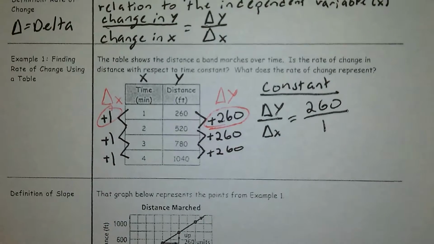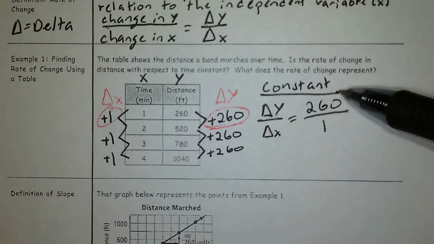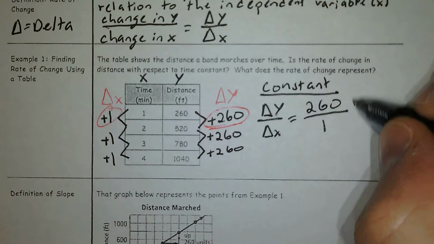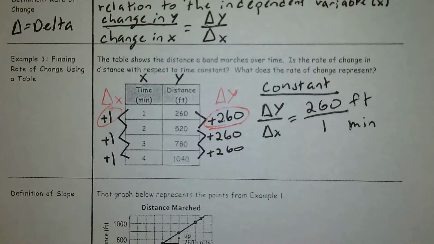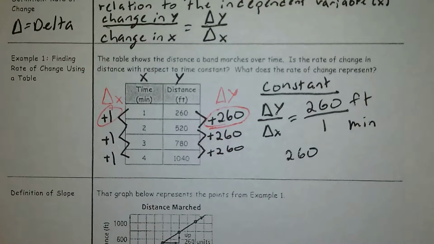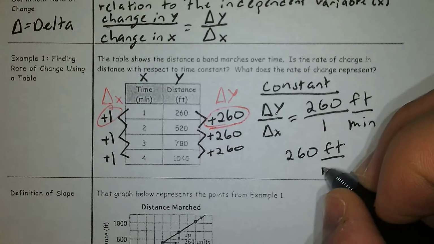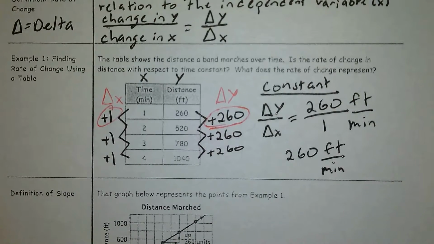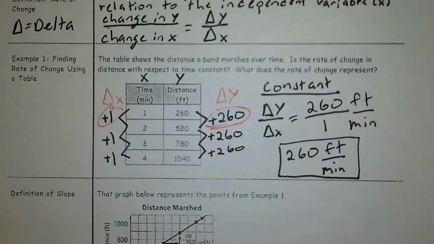So my delta y over delta x, my change in y divided by my change in x, is going to be 260 feet divided by 1 minute. Well, 260 divided by 1 is just 260. And then we would have feet divided by minute. We'd also write that, or we would say that as feet per minute. So it's 260 feet per minute. So the band is marching at a distance of 260 feet per minute.